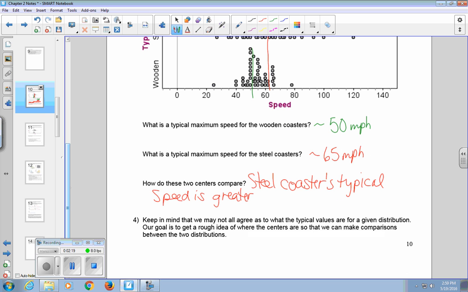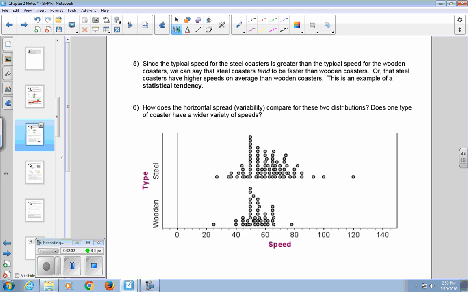Right, so number 4, keep in mind that we may not all agree as to what the typical values are for a given distribution. Our goal is to get a rough idea of where the centers are so that we can make comparisons between the two distributions. All right, number 5, since the typical speed for the steel coasters is greater than the typical speed for the wooden coasters, we can say that steel coasters tend to be faster than wooden coasters, or that steel coasters have higher speeds on average than wooden coasters. This is an example of a statistical tendency.